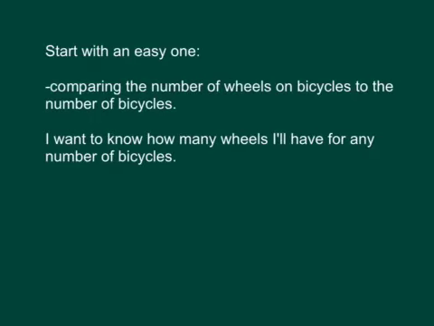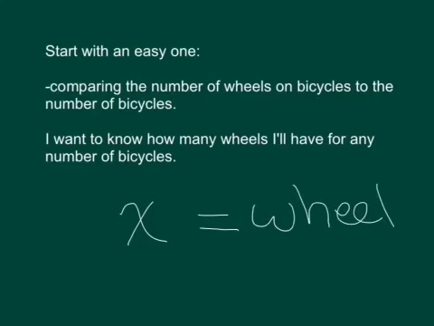So we're going to start with an easy one, comparing the number of wheels on the bicycle to the number of bicycles. So I want to know how many wheels I have for any given number of bicycles, or if we think about it this way, we need X is going to equal the number of wheels. Pause the video for a couple of seconds and see if you can figure out what the chart would look like.